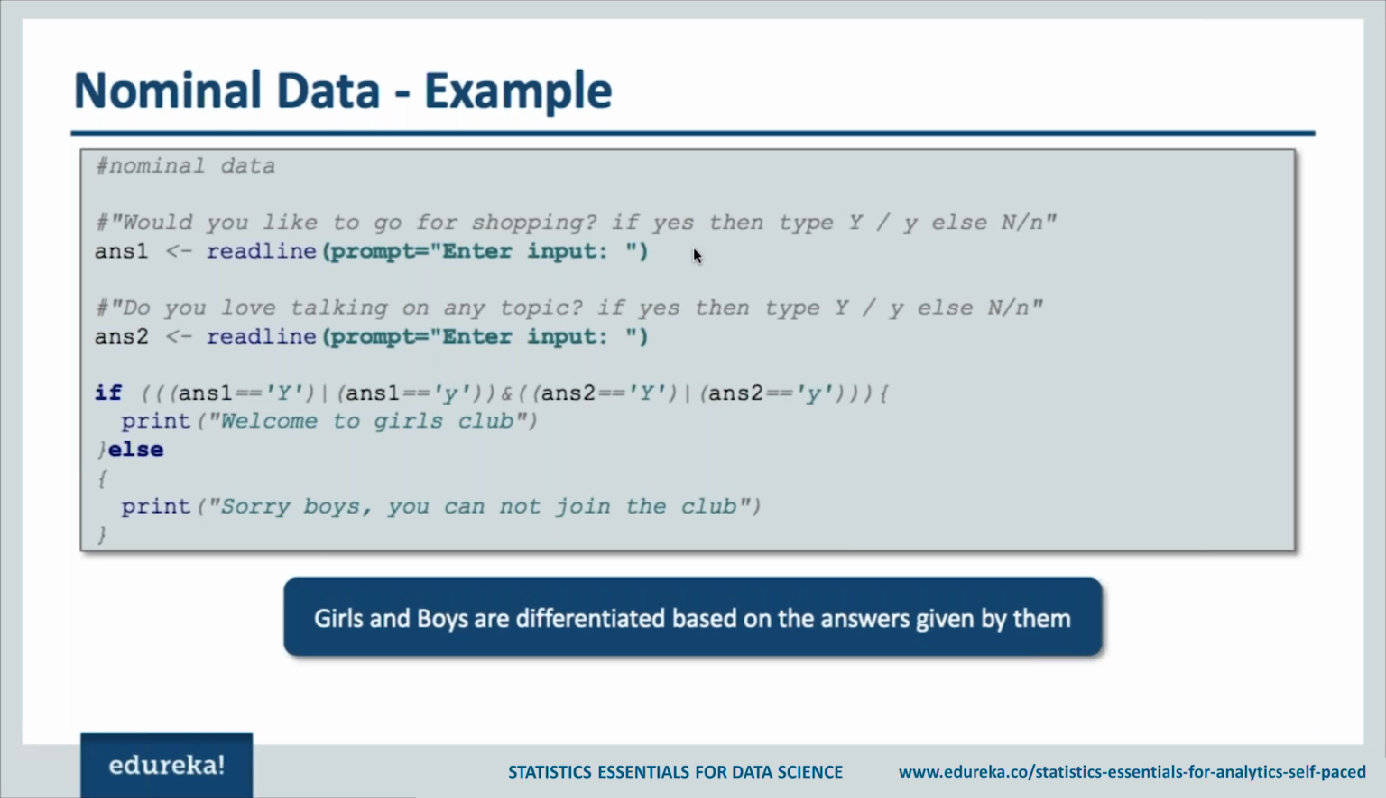If you have answered yes, then we simply print a message: welcome to the girls club. Otherwise, you print a message saying, sorry boys, you cannot join the club. So all of these print statements are executed on the basis of the answer given by you, which is nothing but a simple mention of a characteristic, or just answers entered by the user. It's a very trivial example to represent what exactly nominal data is.